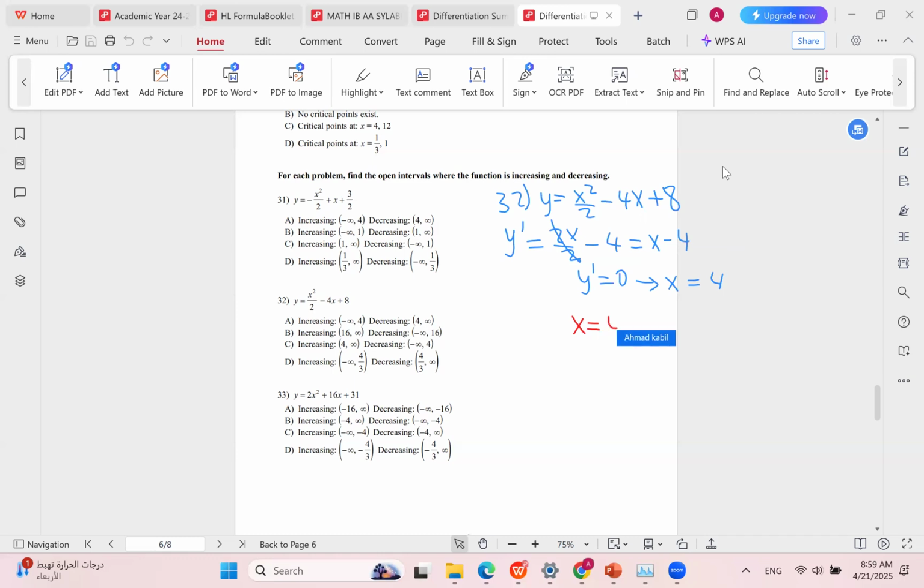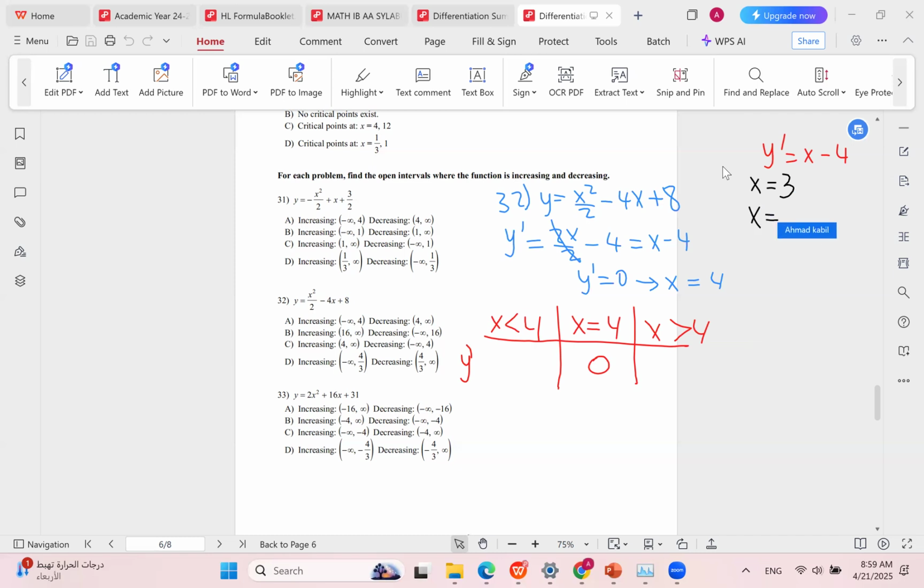So we have three intervals: x equals 4, x less than 4, x greater than 4. And you want to figure out the sign of y dash before and after the turning point. Of course, at the turning point, y dash is 0. You already know that. We need to figure out the sign before and after. So for y dash equals x minus 4, we take any random value of x. Let's say x equals 3 and x equals 5. One value before the 4 and one value after the 4.